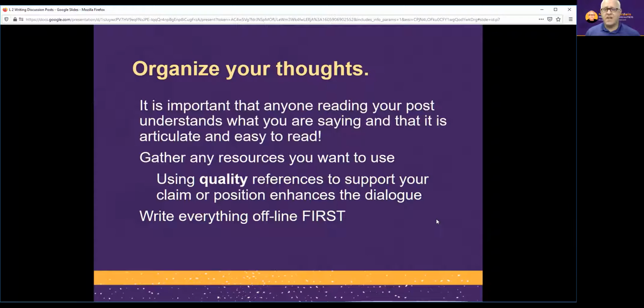Make sure you write everything offline first. I've been writing for a very long time, and I learned a long time ago, never write your assignment in the assignment tab the first time. Always write it on paper first, always write it on a separate Google Doc or a separate Word doc so you can refine it. Then when it's ready, then you'll add it in to the assignment tab.